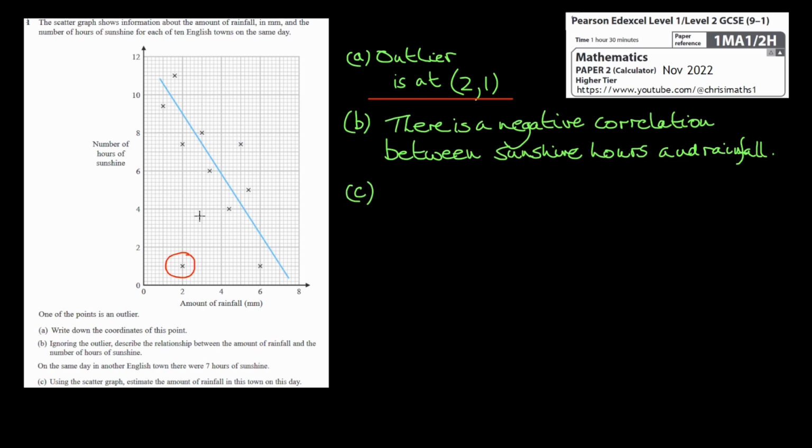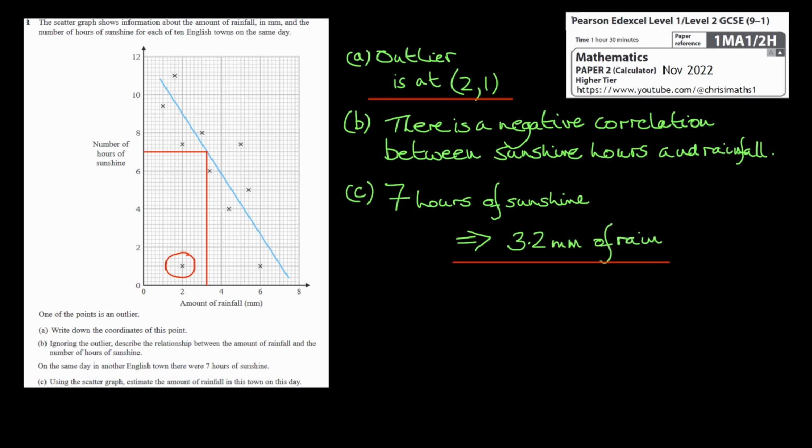So as this graph was the accumulation of data from 10 English towns, now we've got another English town with 7 hours of sunshine, and we're asked to use the scatter graph to estimate the amount of rainfall. So let's put a line across from 7, then a line down to the axis, and we've just got to read off the scale here, and it's looking very close to 3.2. So 7 hours would equate to 3.2 millimeters of rain. And that's your answer.